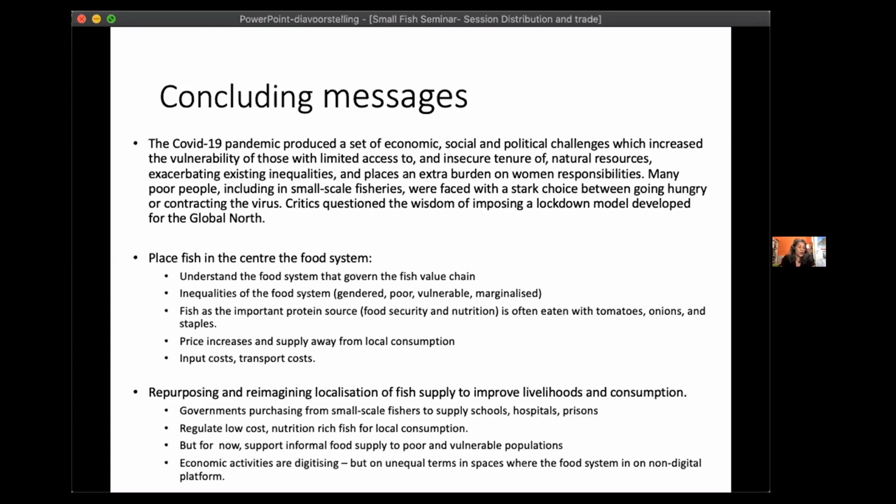I think too, it is also important that economic activities are digitized, but also on equal terms in spaces where the food system is on non-digital platforms. And I think it is important, even when doing that, we should also look at what the needs are and how food is supplied to poor people.